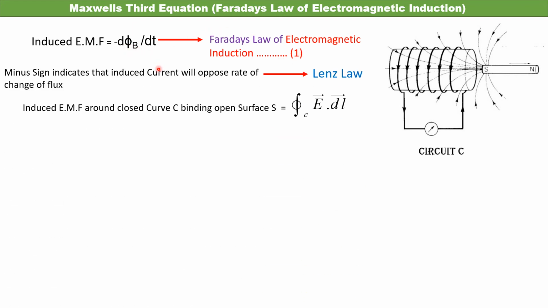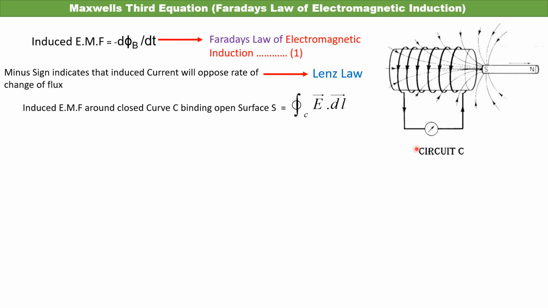What does the minus sign indicate? The induced EMF is reminiscent of the electromotive force, or the voltage; the unit is volts. So voltage divided by total resistance gives the current, which will be negative. Negative means that the induced current will oppose the rate of change of flux. That means the induced current will oppose the reason for which it is generated, and that is the basic law of nature called Lenz's law. And we know the induced EMF around any closed curve bounding the surface S can be written as the voltage, that is the electric field E dot dl around the closed curve.